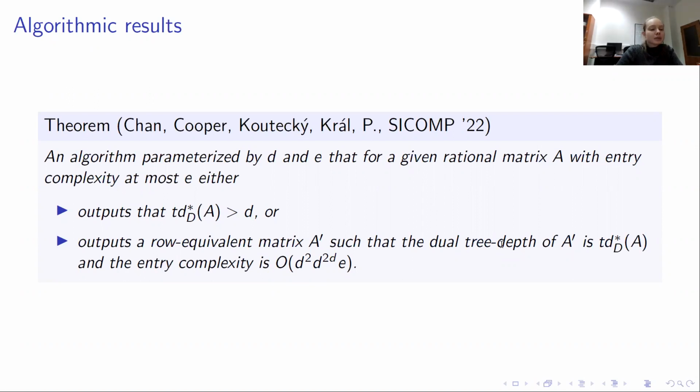So the algorithm either tells me, no, there's no row equivalent matrix such that the tree depth will be smaller than d, or it actually outputs a row equivalent matrix with the minimum dual tree depth possible. Here the important thing is that also the coefficients are bounded, which is also important for the integer programming solvers. And I would like to give here a very high level overview of how the algorithm works.